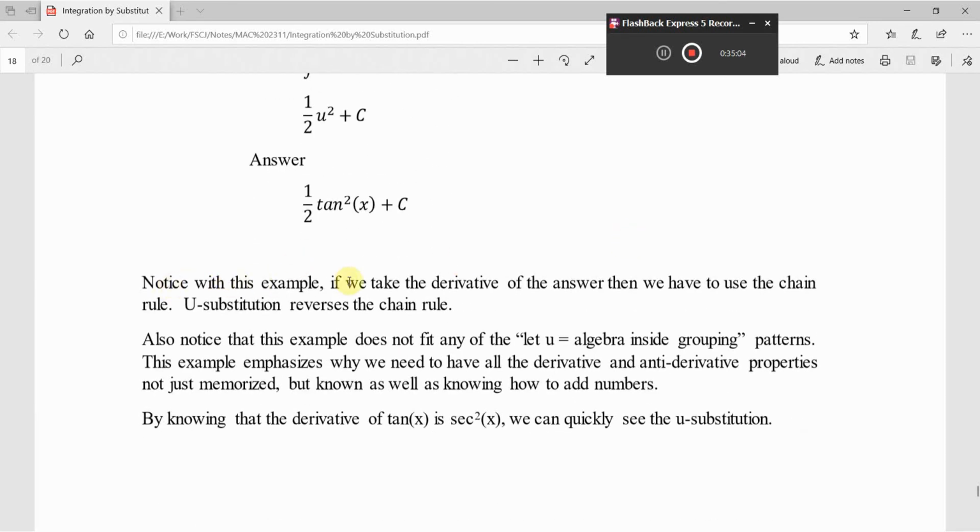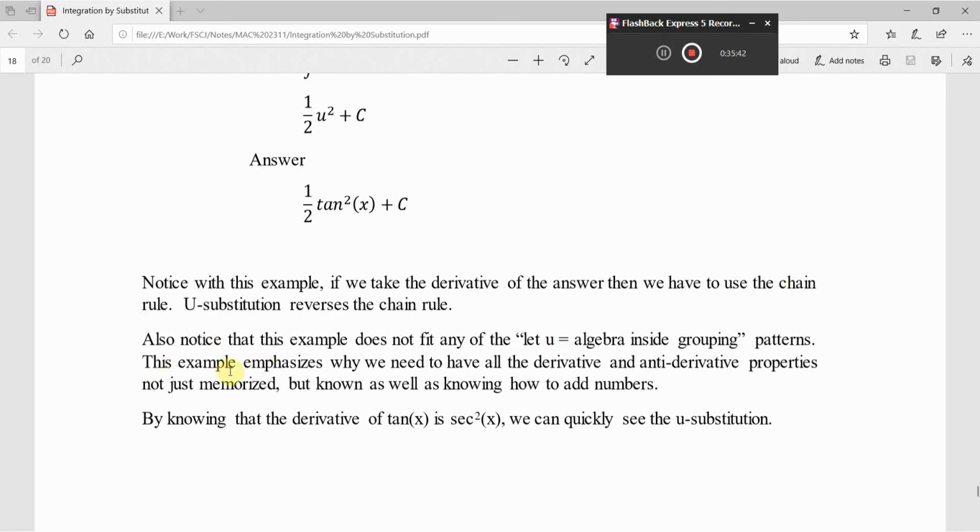Now notice with this example, if we take the derivative of the answer, the 1/2 tangent squared x plus a constant, we have to use the chain rule. U substitution is the reverse of our chain rule. So problems where I had to use the chain rule to take the derivative, u substitution many times is used to take the antiderivative of that result. Also notice that this does not fit that template where I say let u equal to the algebra inside of grouping. So it doesn't match any of those patterns.